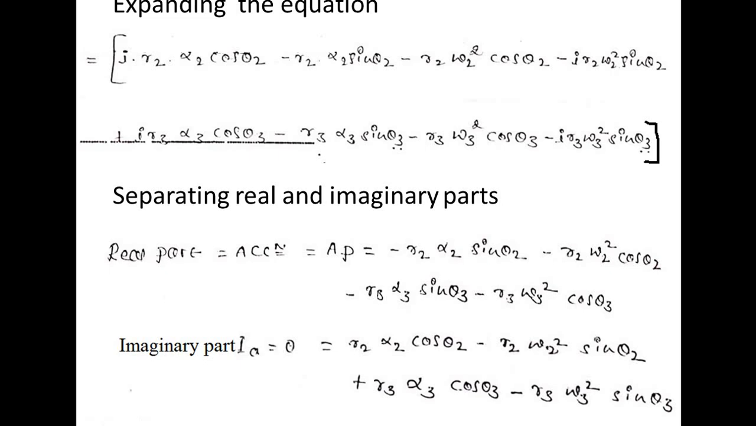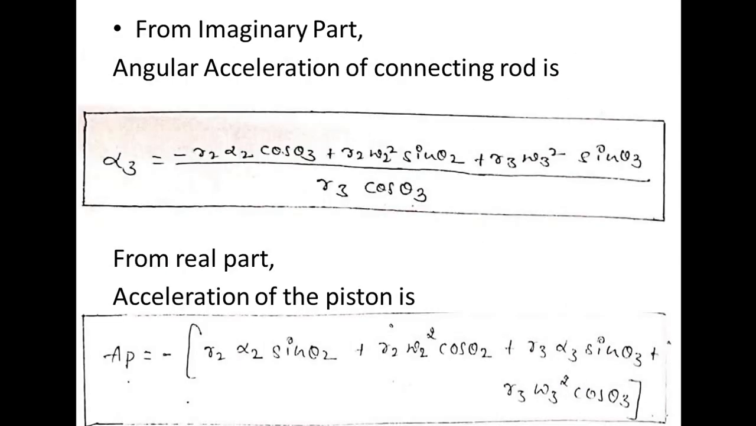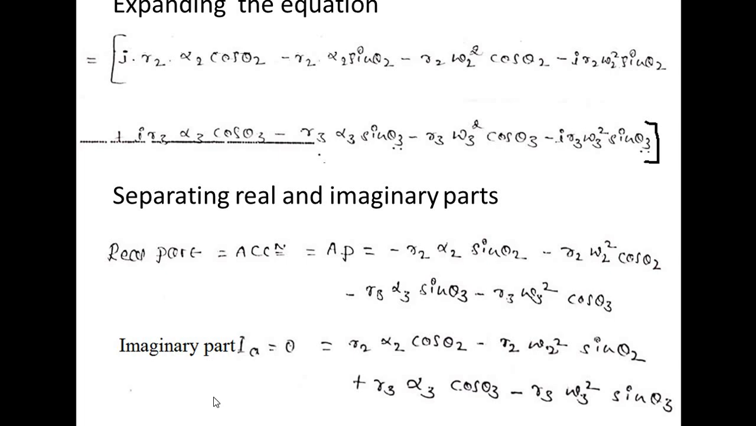Why are we equating it to 0? Because the piston moves in a definite direction, so there is no imaginary part. If you equate it to 0, we get the angular acceleration of the connecting rod. The angular acceleration of the connecting rod we obtained from this equation. The imaginary part we have equated to 0. So we see what alpha 3 is in terms of all the other quantities.